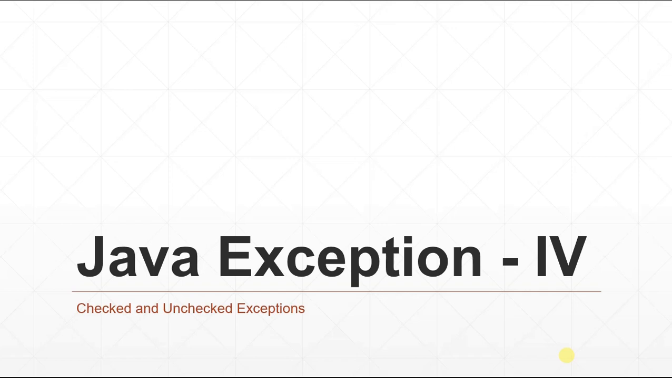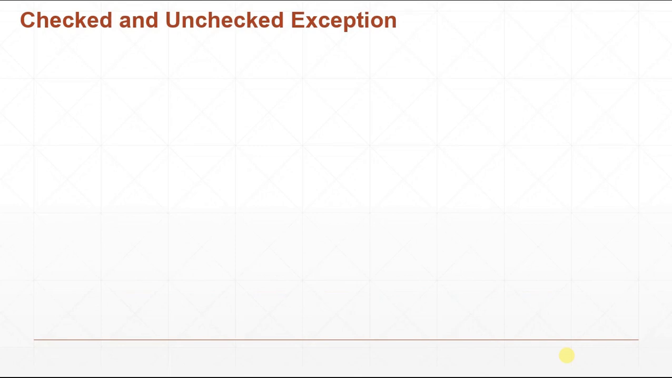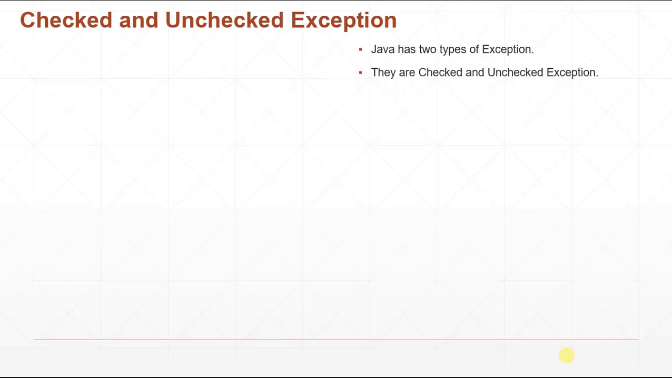Hello friends, in this video we are going to look at checked and unchecked exception in Java. Checked and unchecked exception. Java has two types of exception, and the major categories are error and exception. Under exception we have two types. So the exceptions are checked and unchecked exception.